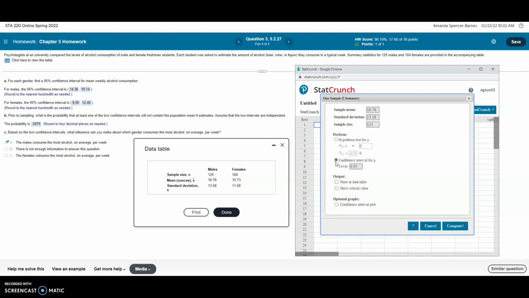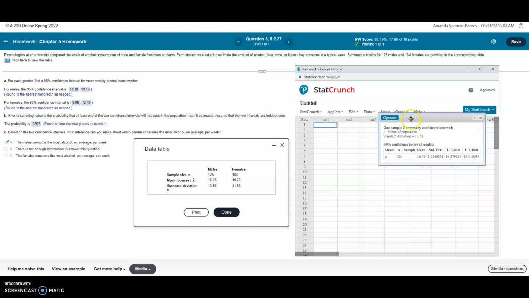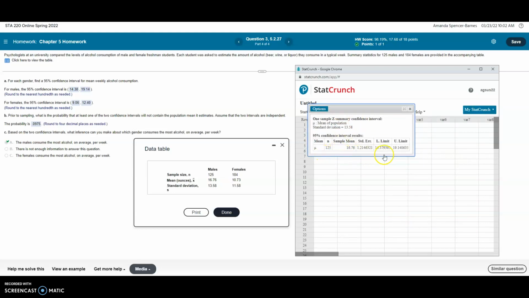I'm going to change my option to confidence interval, and this is asking us for 95%, which is already given in the box. We don't have to change anything, and I'm going to hit compute. And you see that we are matching the correct answers for this males section of this problem, the lower limit being 14.38 and the upper limit being 19.14. So that's how you would enter a Z statistic.